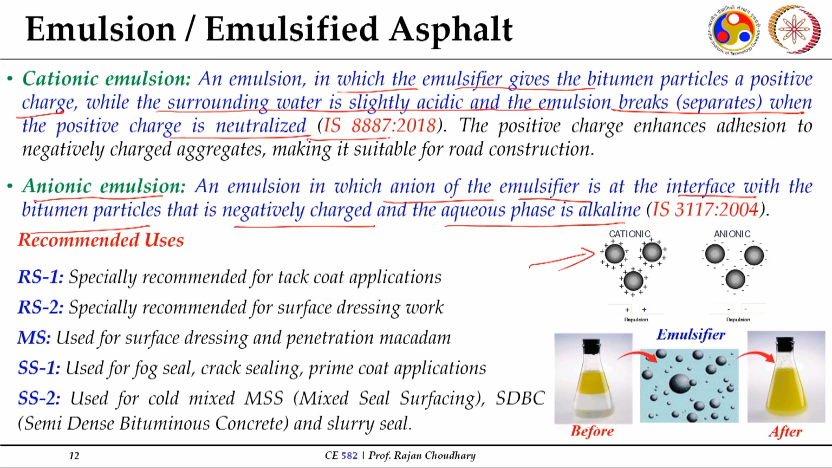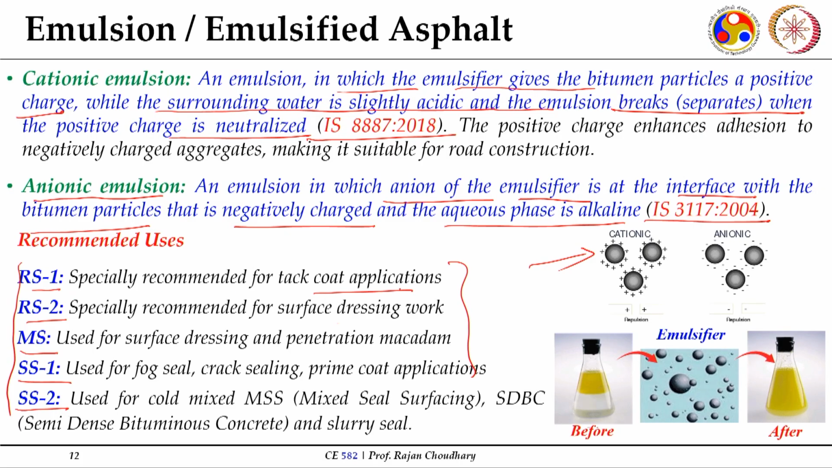So, again we have IS 8887 for cationic emulsion specifications, and IS 3117, which state certain codal provisions and test procedures to check whether a particular grade supplied by a refinery or a bitumen modification plant meets the standard or not. So, we need to check as per the requirements of IS 8887 for cationic emulsion and IS 3117 for your anionic emulsion. And as I mentioned, there are 5 grades: rapid setting grade 1, rapid setting grade 2, medium setting grade, slow setting grade 1, and slow setting grade 2, and they have different applications.